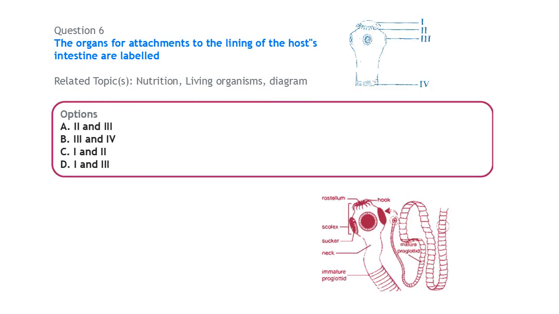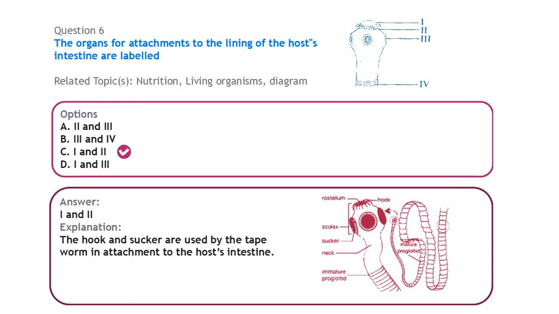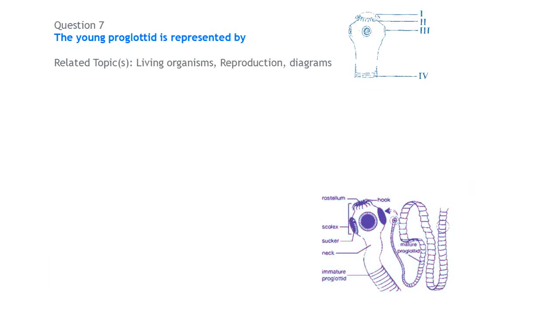Next on nutrition, the organs for attachment to the linings of the host intestine are labeled, that is the part labeled I and II. The part labeled I and II, that is the hook and the sucker. They are used for attachment. So the diagram that we have there is that of a tapeworm, which uses the part labeled I and II, the hook and the sucker, to attach itself to the intestine of the host.